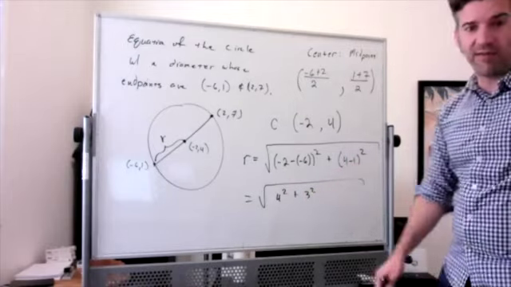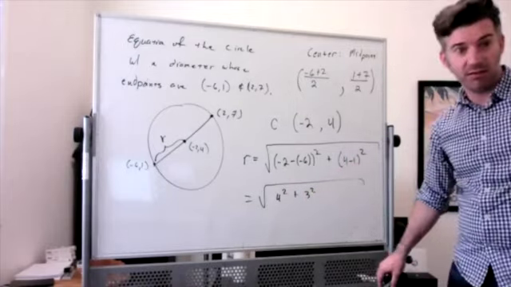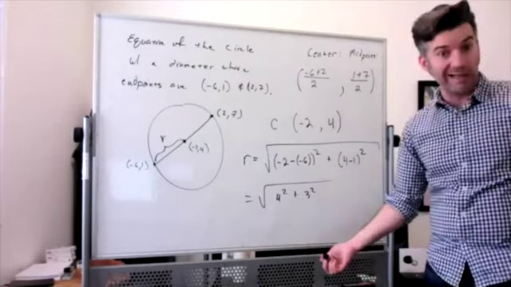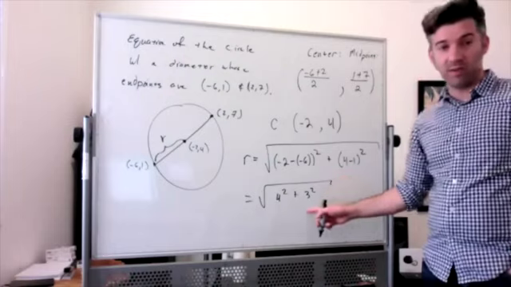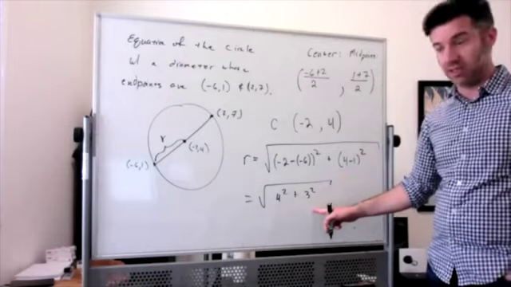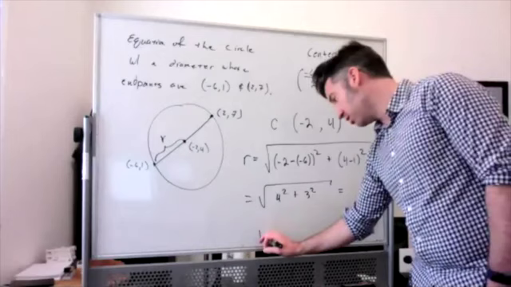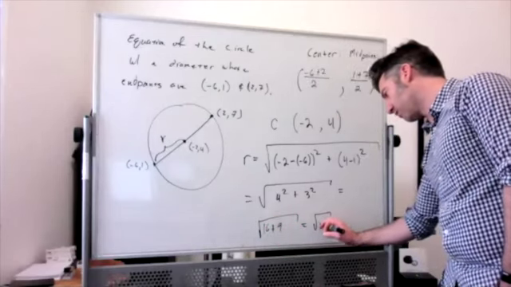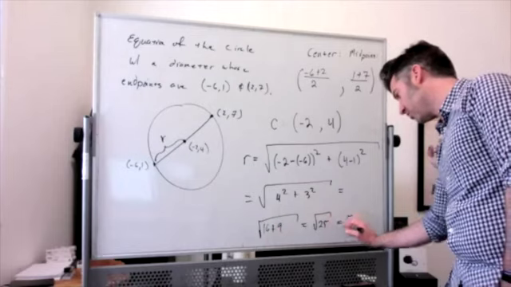Now be careful. I've definitely seen people accidentally say this is 7 because they said the square root of 4 squared plus 3 squared is just 4 plus 3, which it's not. So to do this, we have to square these and add them together and then take the square root. So that's going to be the square root of 16 plus 9, which is the square root of 25, which is 5.